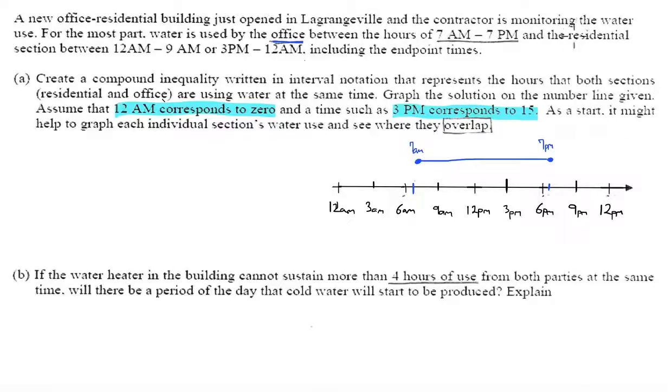Now let's talk about the residential section. They're using water between 12 a.m. and 9 a.m., okay? So that's going to be here, 12 a.m. all the way to, let's be careful here, 9 a.m. Let's close off those dots and draw us a line. And there's another region of time where they are operating their water appliances, and that's between 3 p.m. and 12 a.m. So 3 p.m., check, and 12 a.m., check.